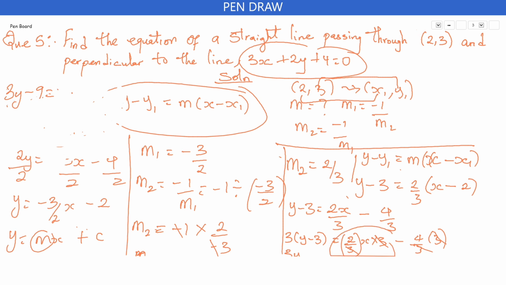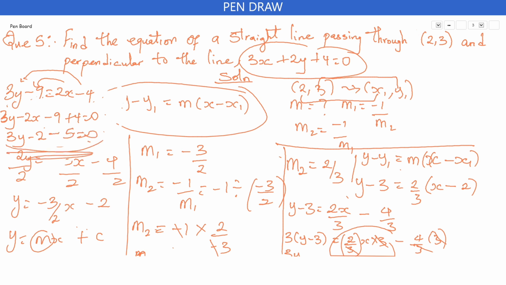2x, because 3 has cancelled 3, and what I'll be having here is minus 4. So I can bring everything to the other side. I'll be having 3y minus 2x minus 9 plus 4 equals 0. So eventually I have 3y minus 2x minus 5 equals 0. So this is my equation.